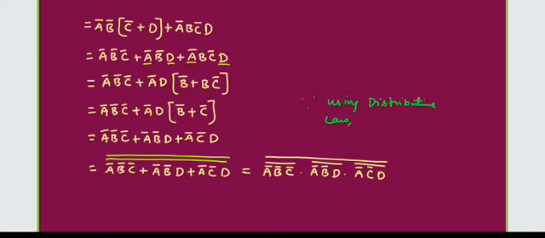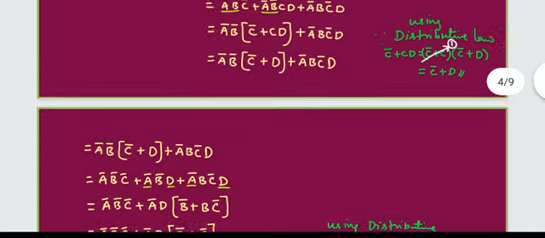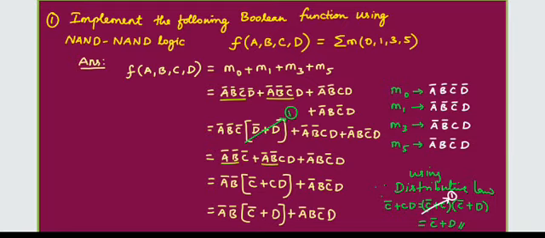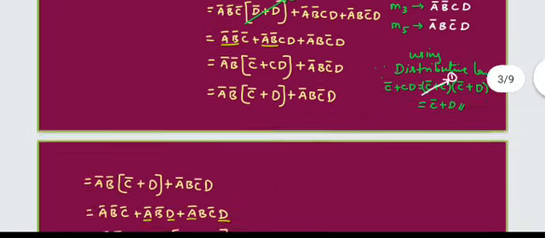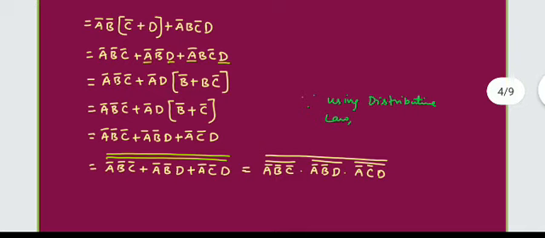Then what expression do we have? We got A bar B bar C bar plus A bar B bar D plus A bar C bar D. This is the expression we got, right? So I need to represent this expression in terms of output of NAND gate. Why do we need to represent it like that? Because here we have to implement the structure by using NAND. See, in the question itself they have given using NAND logic. So you have to convert it into the form of output of NAND.